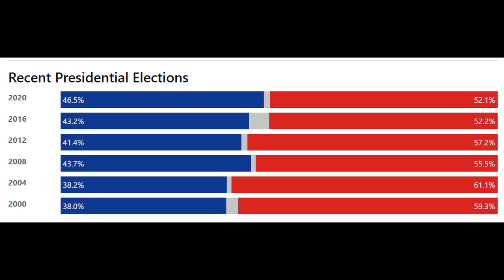Hillary Clinton lost the state by 9%. And in the last election, Joe Biden lost the state by 5.5%. It's unknown if Kamala Harris is going to keep this trend, if Texas is going to become more towards becoming a swing state. It might.